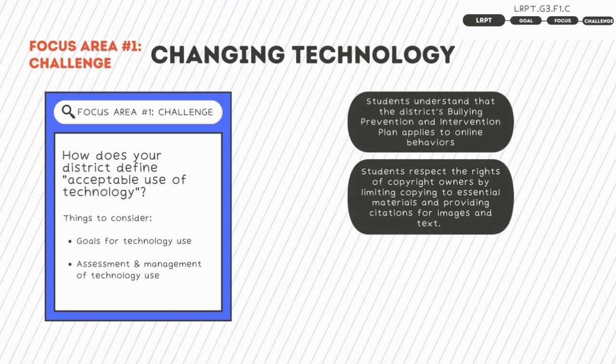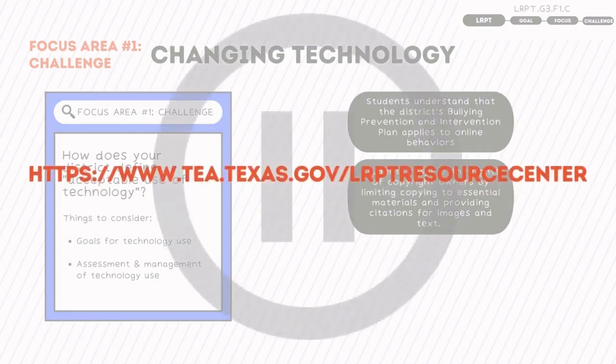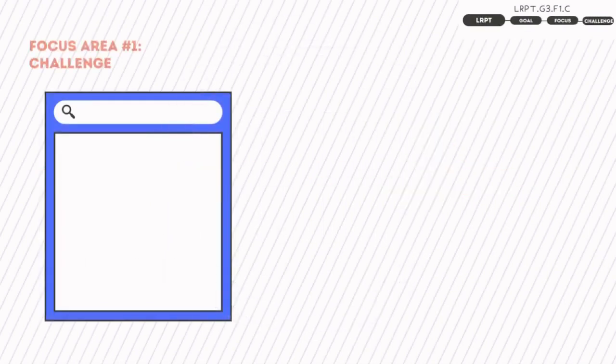Some examples of what acceptable use of technology could sound like in your district could be: students understand that the district's bullying prevention and intervention plan applies to online behaviors, or students respect the rights of copyright owners by limiting copying to essential materials and providing citations for images and text. Pause the video here to note in your workbook how your district defines acceptable use of technology for your students.